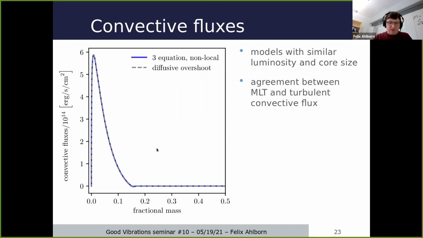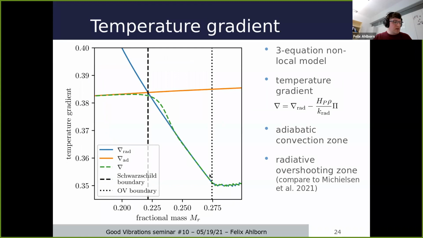The only small difference which can be observed is around 0.15 in fractional mass, but this can be much better illustrated by looking at the temperature gradient derived from this convective flux. Given the convective flux from the previous slide, we can compute the temperature gradient. This is a very similar figure to the one I showed previously: the dimensionless temperature gradients as a function of the fractional mass. However, now the model temperature gradient has been computed with the three equation model.